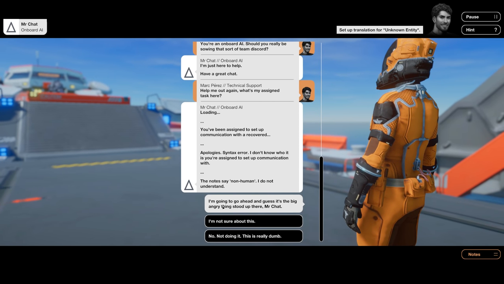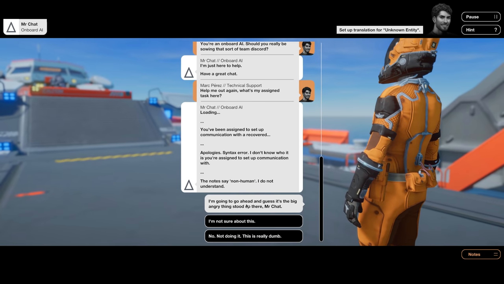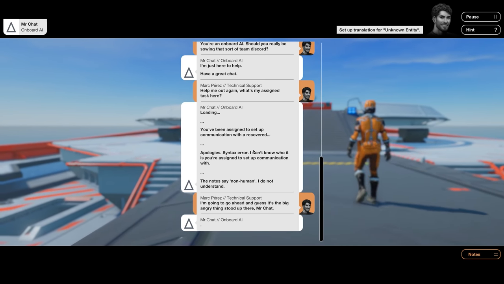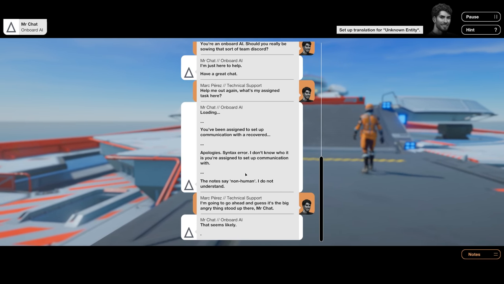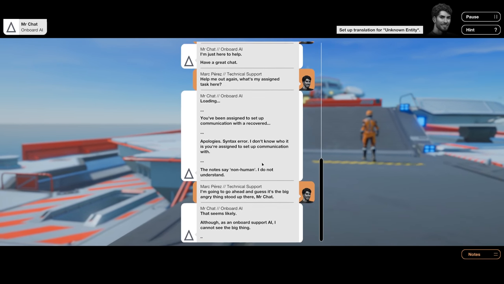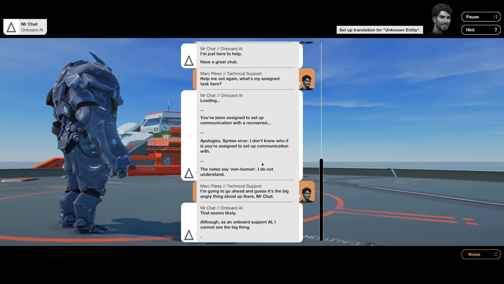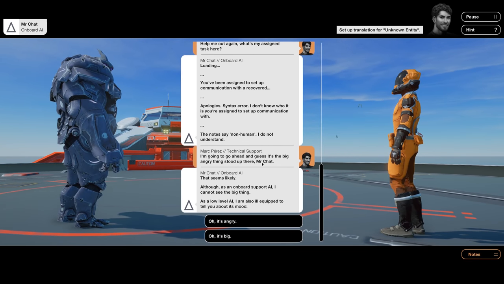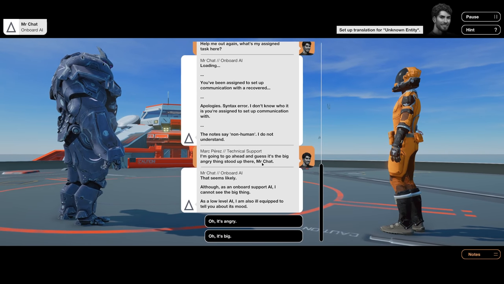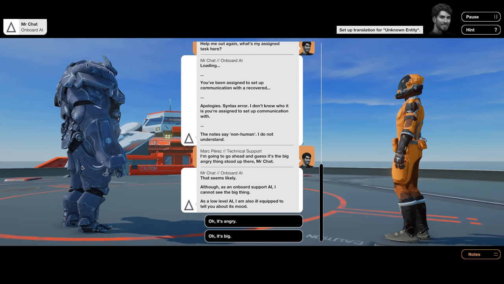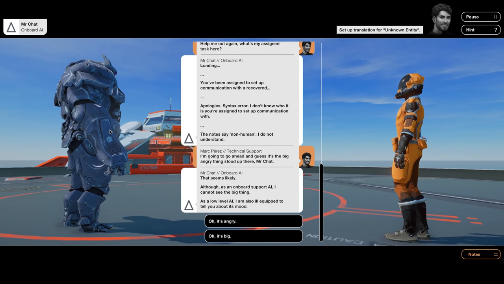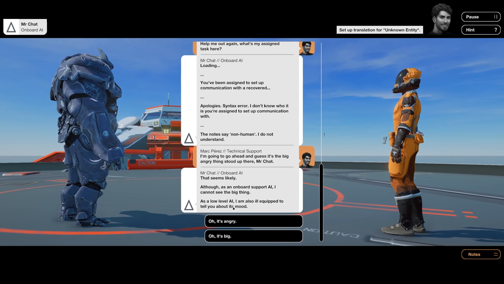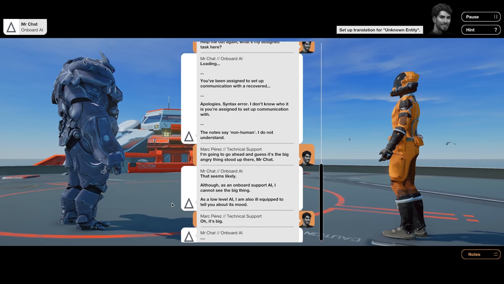I'm gonna go ahead and guess it's the big angry thing stood up there, Mr. Chat. That seems likely. Although, as an onboard support AI, I cannot see the big thing. As a low-level AI, I am also ill-equipped to tell you about its mood. Damn, it is big. That's a big boy. I mean, I don't know about it being mad, though. It's definitely big. It's big.